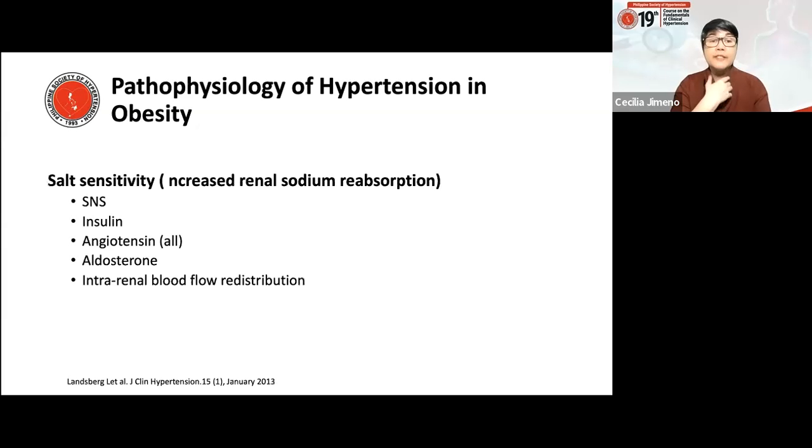Likewise, the salt sensitivity among persons who are obese. I talked about the increase in the renal sodium reabsorption that's brought about by the increased sympathetic tone, the hyperinsulinemia, the increase in the renin, angiotensin, and then also the aldosterone. All these are drivers of the increase in the blood pressure among persons with obesity.